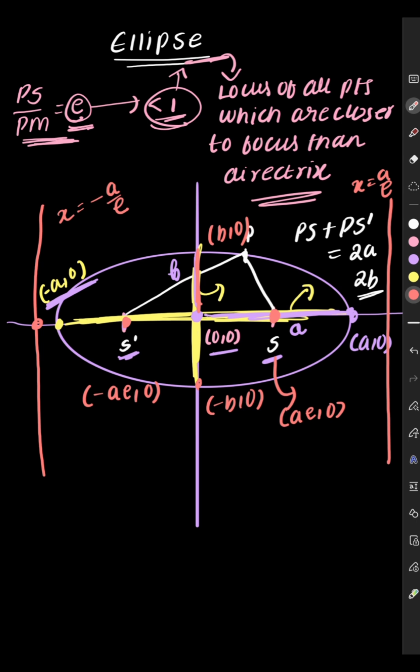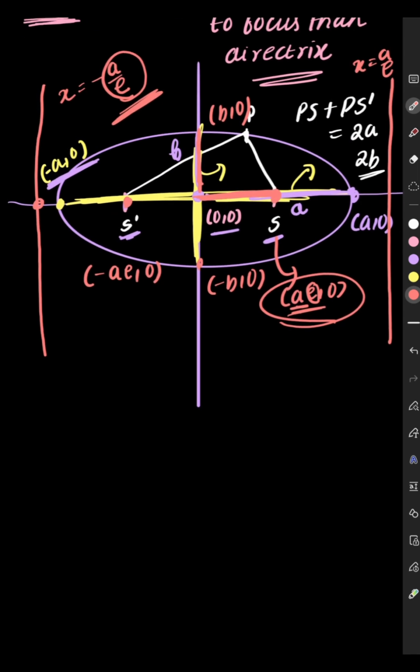If you ever get confused about whether the focus is AE or A by E, just think about it: the eccentricity is less than 1. For an ellipse, the focus is closer. So if you multiply A with something less than 1, it's going to be a smaller value, okay? Now for a directrix, you're dividing it by something that's less than 1, so its overall value is going to increase. And like I said, the focus has to be closer than the directrix for any point that's on the ellipse. Again, the diagram here is not drawn to scale, so just look at what I'm saying.